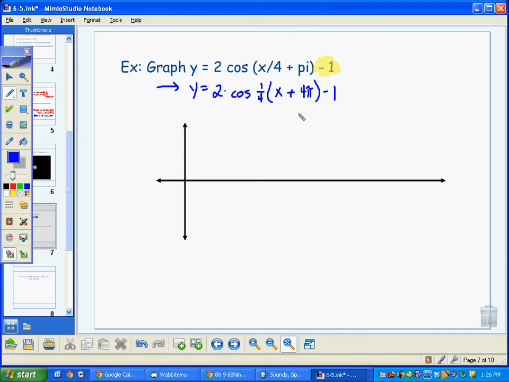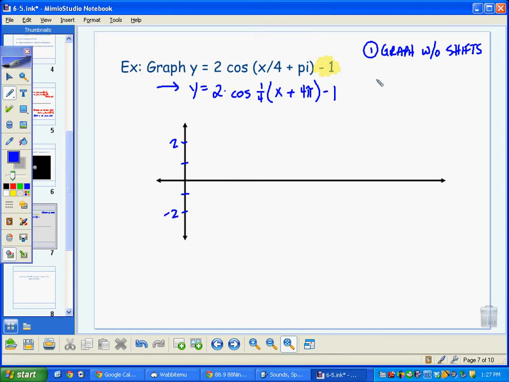The first thing I will do is I'll graph it without any shifts. Okay? So graph, just as we did before, without shifts. So the period will be affected by the 1/4, the amplitude by the 2. So the amplitude again is 2, so I'll go up 2, down 2.